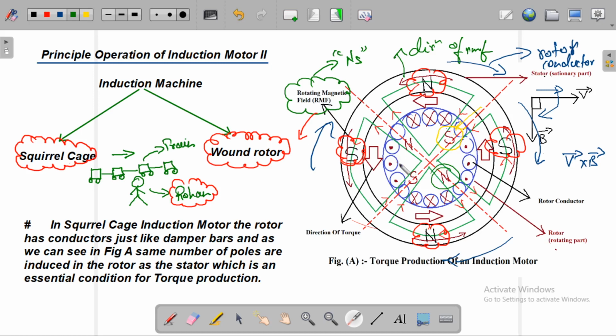So the direction of torque produced in an induction motor is in the anti-clockwise direction. So this is the arrow. This arrow indicates the torque production in a rotor of an induction motor. So this is the way torque is produced in an induction motor.